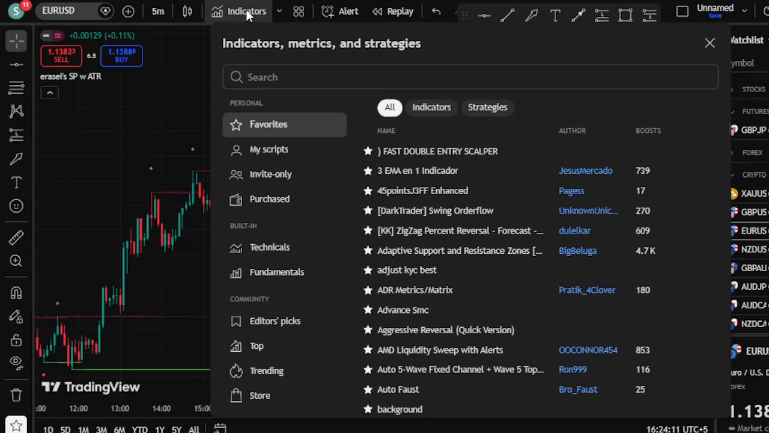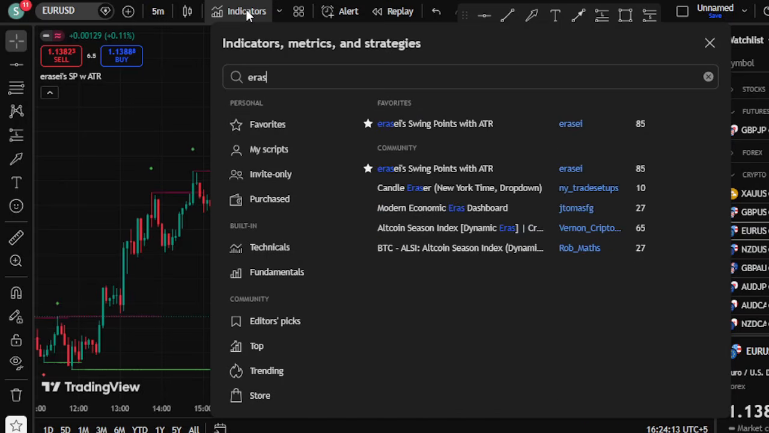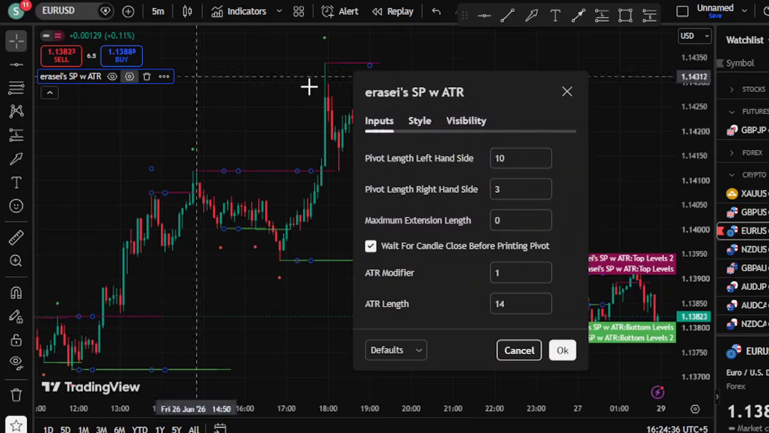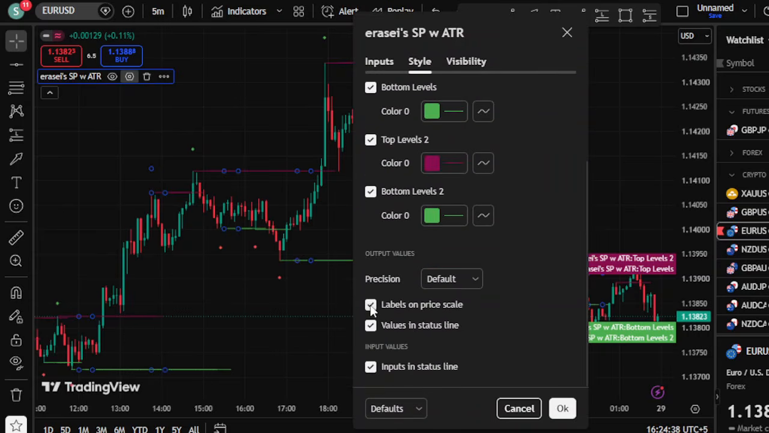About this indicator, you need to write ERAS. When you write ERAS, from this list there is one indicator called Rezis swing points with ATR, and the name of the author is Era C. This indicator is very good if you use it with a slight common sense. When you attach it, it will be on your screen like this. You just need to uncheck the labels.